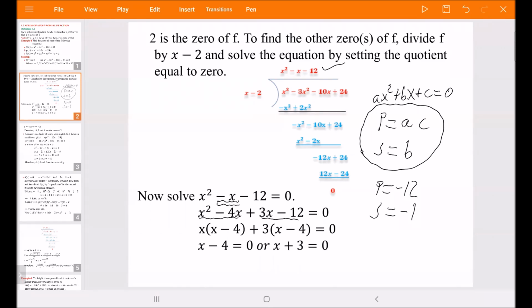We take the GCF of these two, and it is x. X times x minus 4. Factorizing 3x minus 12, because 12 is divisible by 3, you take 3 out. Then you are left with x minus 4. X minus 4 is common. If you take x minus 4 out, then you are left with x plus 3. So x minus 4 is equal to 0, or x plus 3 equal to 0. From x minus 4 equal to 0, the value of x is 4. And from x plus 3 equal to 0, the value of x is equal to minus 3. Now, is that clear? Yes.